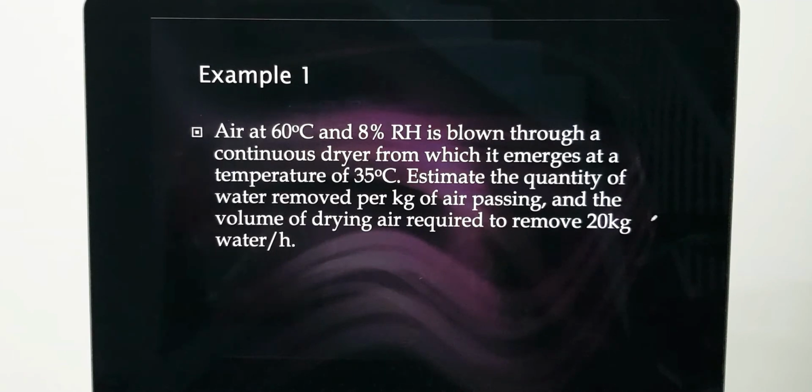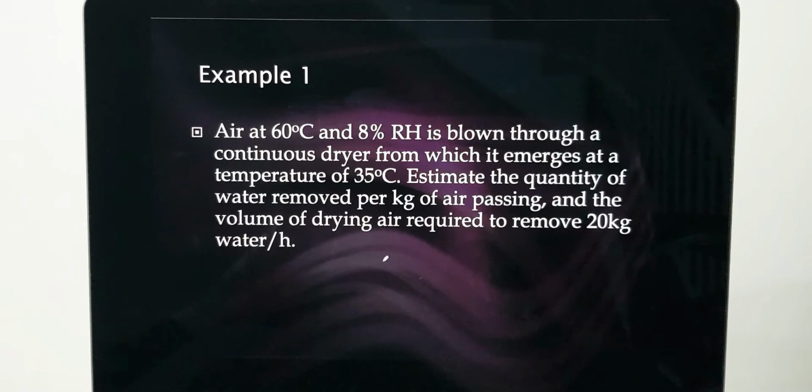Example number 1 for the psychrometric chart. Air at 60 degrees Celsius and 8% RH is blown through a continuous dryer from which it will emerge at a temperature of 35 degrees Celsius. Estimate the quantity of water being removed per kilogram of air passing and the volume of drying air required to remove 20 kilograms of water per hour. Alright, so this particular problem statement looks simple, but actually you need a step-by-step calculation.